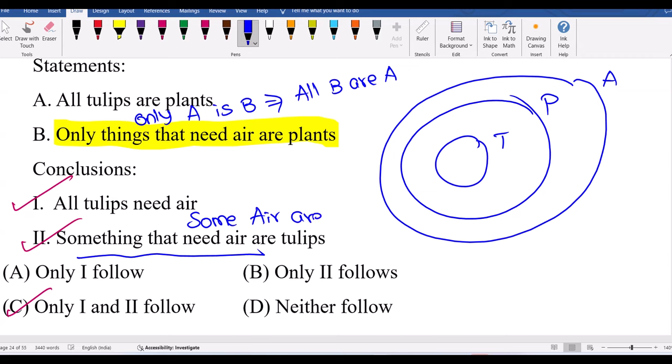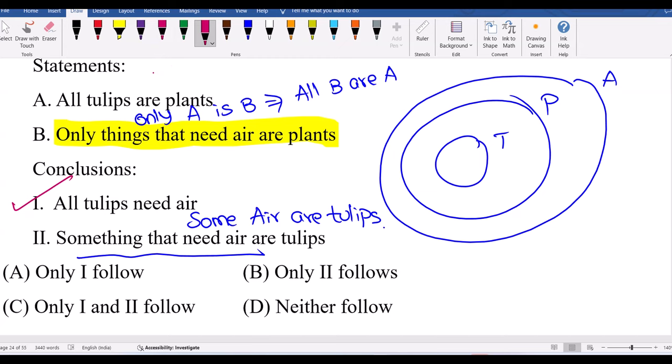Wait, okay, are we taking it as "some air are tulips" from this conclusion? Or can we modify this? Something that needs air. So the one which requires air, or tulips. Wait, okay, how can we understand this statement? The second one, then the answer depends on that. I understand this as "some air are tulips."